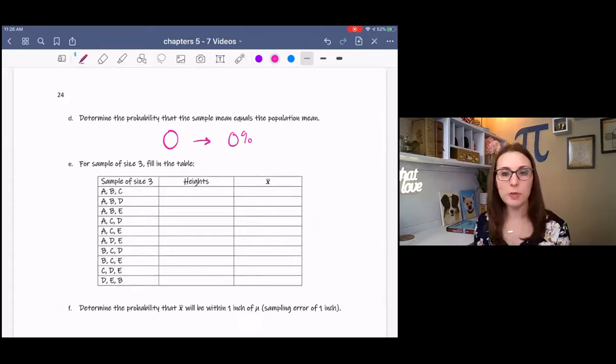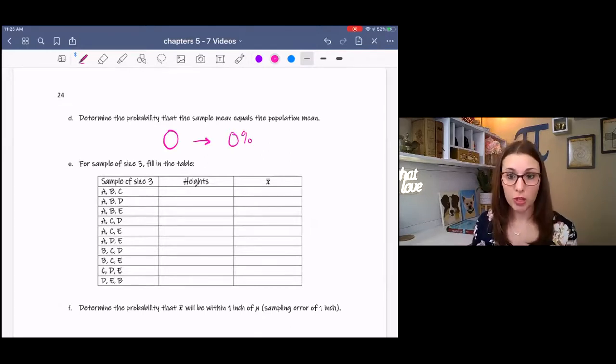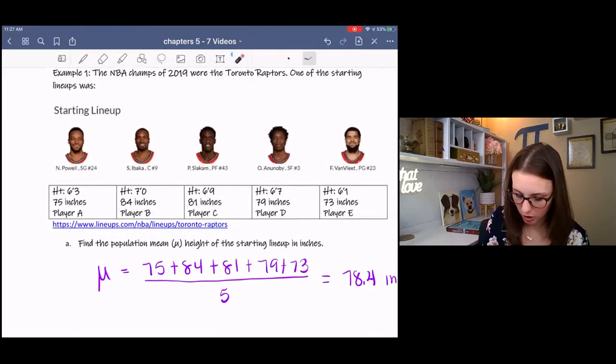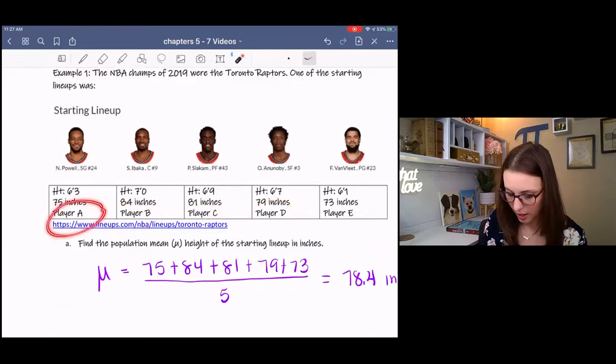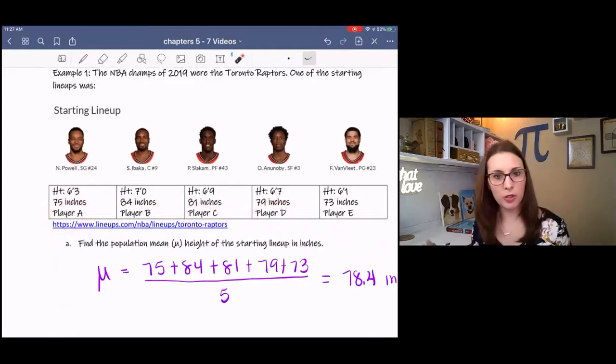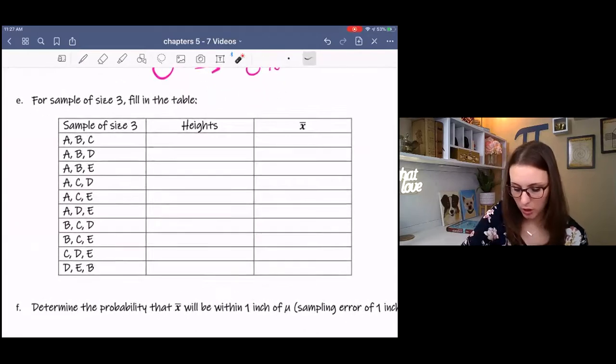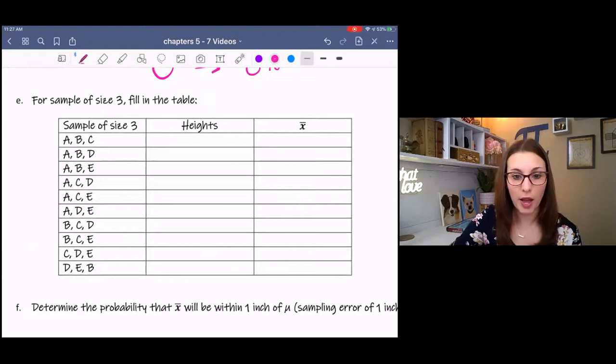Okay, now we're going to do a little bit bigger sample, a sample size of 3. So we're pulling samples of 3 players from our population of 5 players. So we've got A, B, C, A, B, D, A, B, E, A, C, D, and so on. What I did there, again, you can do a tree diagram, or you can just go A, B, C, A, B, D, A, B, E, A, C, D. You just work your way down and write your list there, or the tree diagram. So that's how I got those. So go ahead and pause it, fill in the table, and then come back and we will compare.